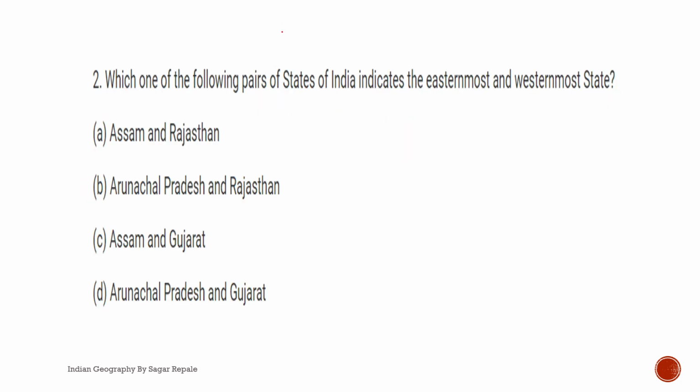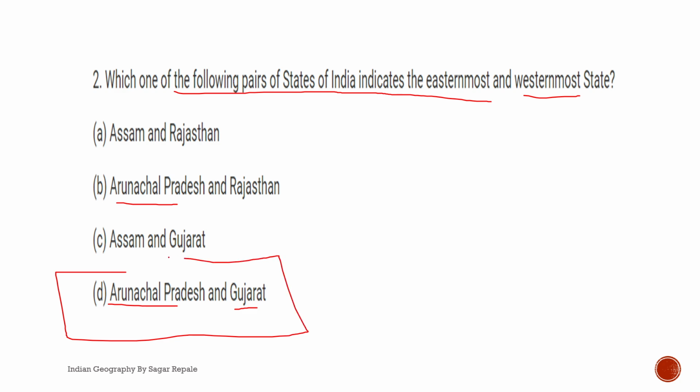Next question. Which one of the following pairs of states of India indicates the easternmost and westernmost state? And let me remind you once again, all these questions are previous year questions asked in the UPSC prelims exam. So which are the easternmost and westernmost state? So we have seen the easternmost state in India is what? Arunachal Pradesh, Purvanchal, and the westernmost state is Gujarat. So option D. It's a very easy question. Sometimes UPSC keeps on asking easy questions also.